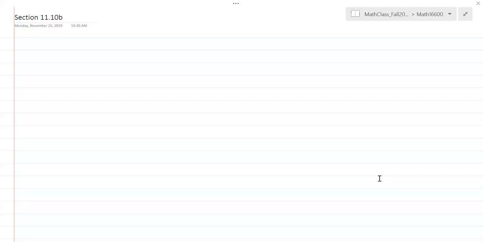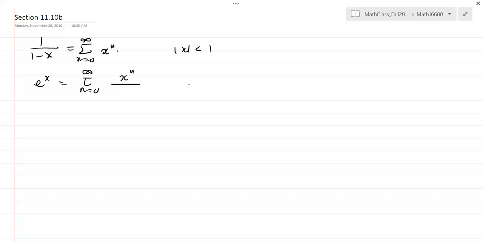So we have the following result. In the book, they get more, right? So we have 1 over 1 minus x is going to be this. Okay, and here x is less than or equal to 1. And we also have e to the x, the sum of x to the n over n factorial. This is for any x, so no restriction.